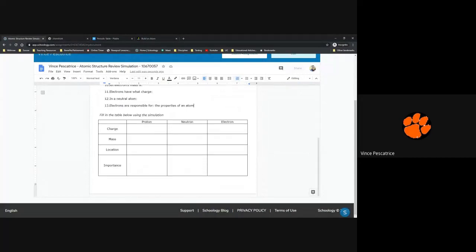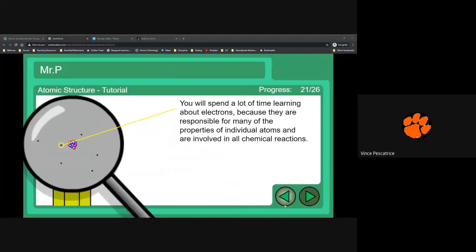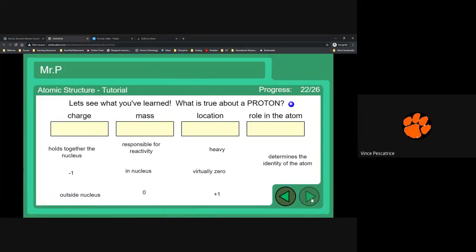All right, so for this next part, this table, you're going to use this drag and drop activity in order to fill it in. So you can see that we're talking about the proton. What is the charge of a proton? Look at your notes. What's the charge of the proton? Put it in the chat.